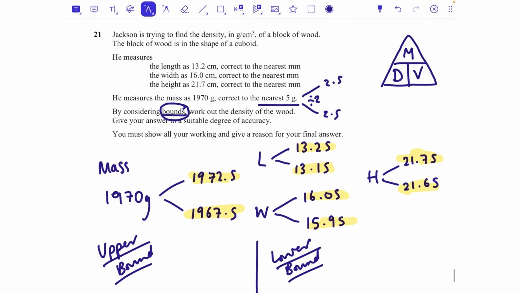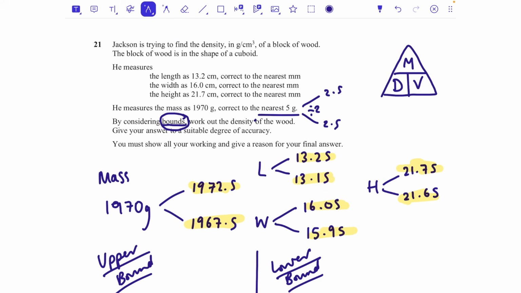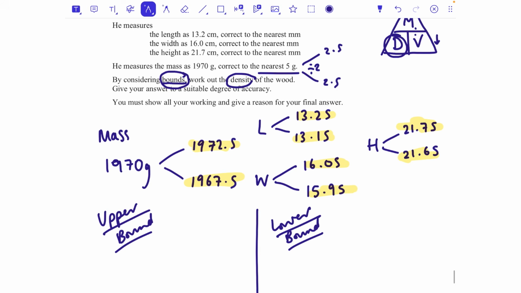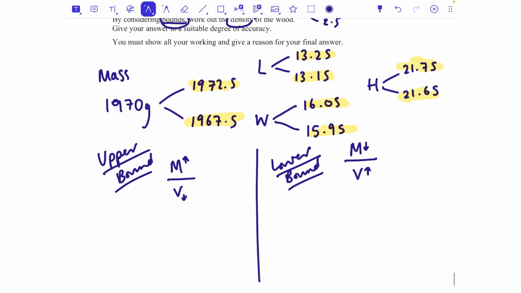So for the upper bound, the sum that I'm going to do to work out the density is mass divided by volume. Now, if you want the biggest answer possible, you want to use the biggest mass, but you want to share it by as few things as possible. You want to share it by as small a number as possible, and that's going to make your answer even bigger. So we're going to use the biggest mass and the smallest volume. And then for the lower bound, I'm going to do the smallest mass divided by the biggest volume.